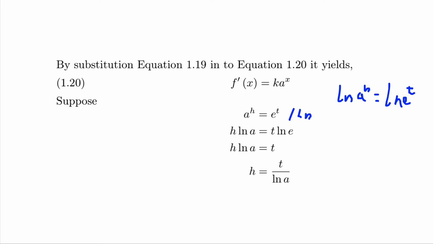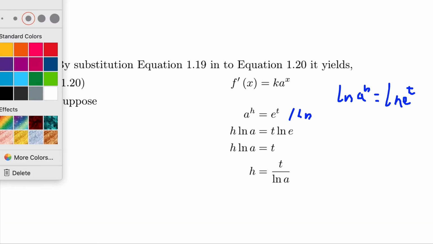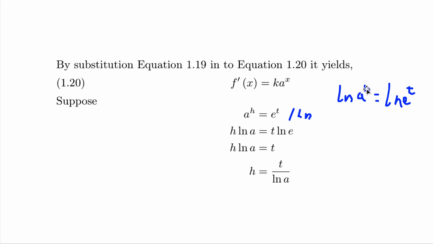According to the logarithm property, h gets in front and becomes h ln a, and t gets in front of ln e, t ln e. But ln e we already know is equal to 1. So 1 times t is t, and we have h times ln a. Here we divide by ln a, and finally we get the equation that h is equal to t divided by ln a.